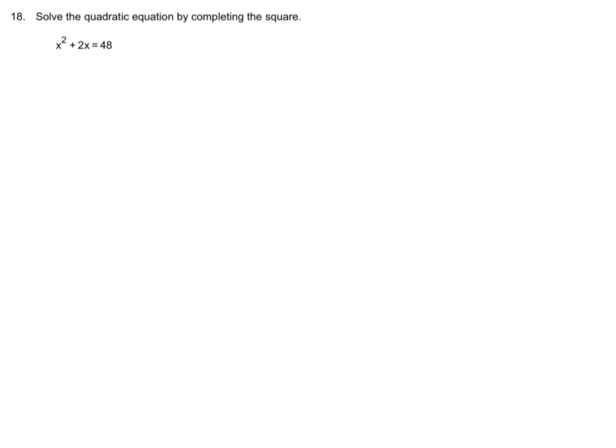Completing the square. Solve the quadratic equation by completing the square. X squared plus 2x equals 48. To complete the square, you want all of your x terms to be on one side of the equal sign, and then the constant terms to be on the right side of the equal sign. So our problem is already in that form.